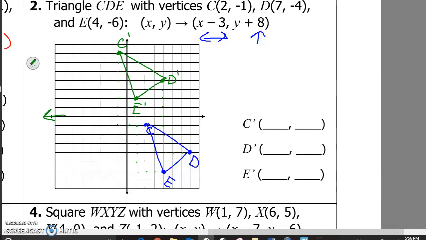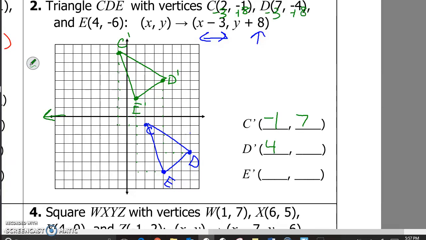Checking if our points are right. We're subtracting 3 and adding 8. So 2 minus 3 is negative 1, and negative 1 plus 8 is 7. Let's see. Negative 1, 1, 2, 3, 4, 5, 6, 7. We're right. D, minus 3 plus 8.